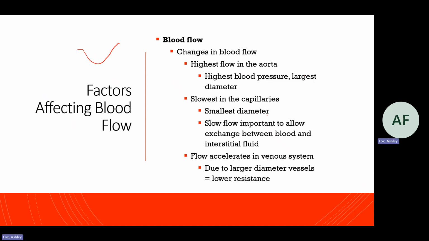So again, the slowest blood flow is going to be in the capillaries. Again, smallest diameter, increased resistance, you decrease blood flow. That's important. We want this because you want exchange to happen at the capillaries. Exchange doesn't happen anywhere else. Once you get back towards the venous system, you're having larger diameter, so you're going to have decreased resistance, which is increasing blood flow.